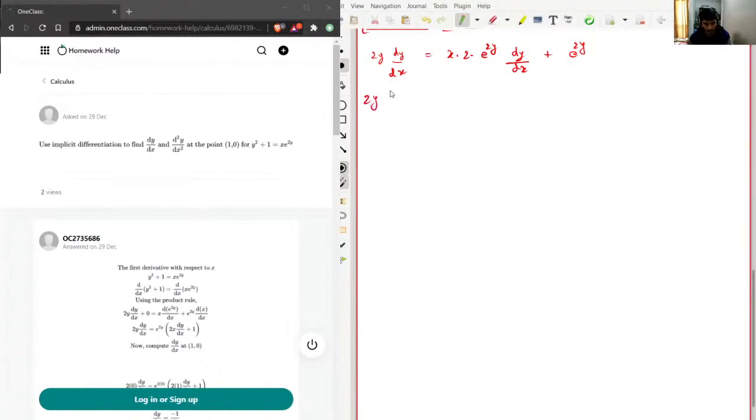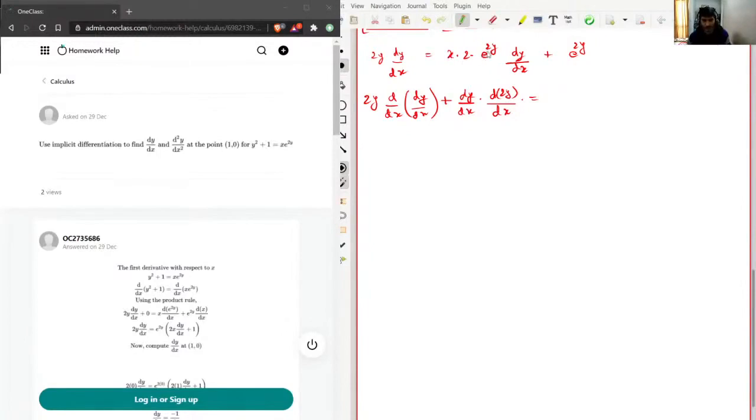and this will be the differentiation of dy by dx, plus, now dy by dx is kept constant, and we differentiate 2y with respect to x. And again, we'll do this in another step, and this will now be x e power 2y.